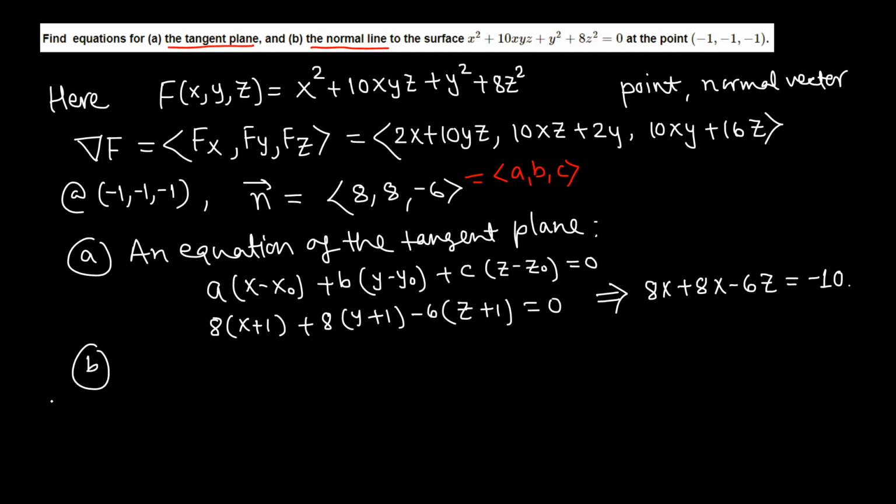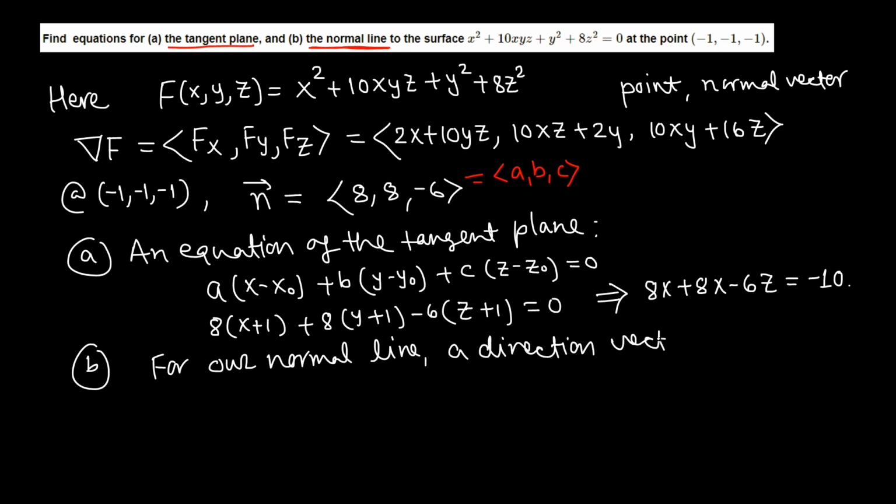For b, we need to find the equations for the normal line to the surface. Since this gradient vector is normal, this normal vector will be the direction vector for our normal line. So for our normal line, a direction vector, again ABC, is just that vector 8, 8, negative 6. We can scale this down to 4, 4, negative 3.